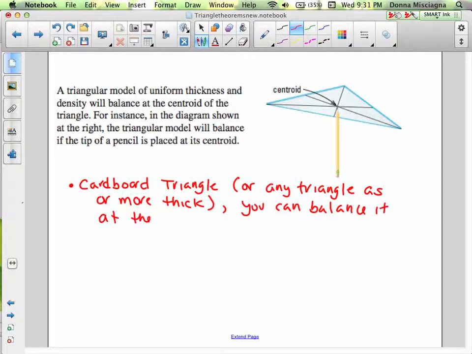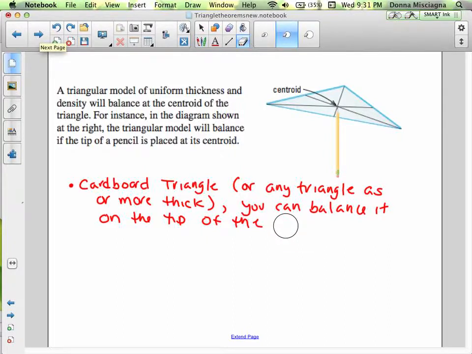I can only write faster. You can balance it on, not at, on the tip of the pencil. My brain's thinking faster than my hand can write. On the tip of the pencil at the centroid.